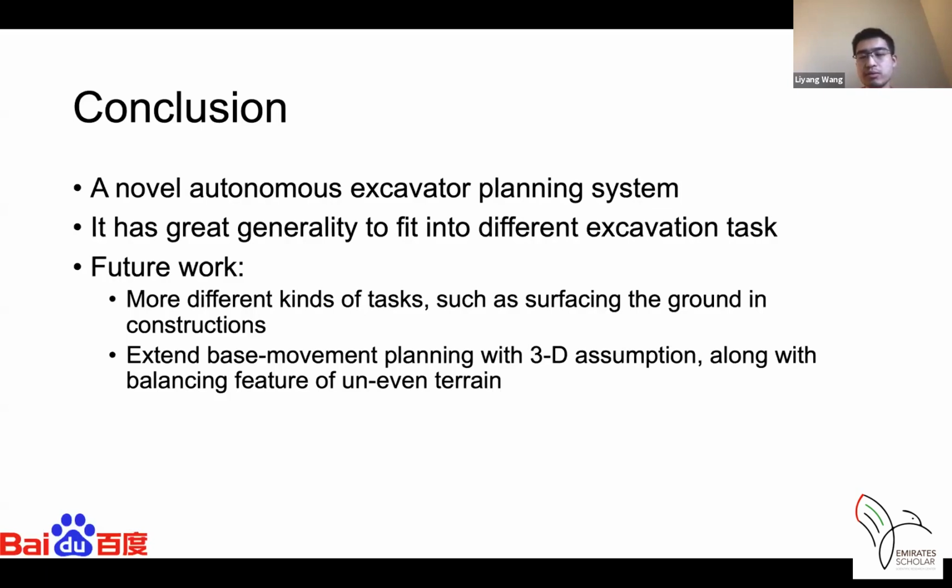Currently, we assume the row point is in 2D, and we'll extend it to handle the features of uneven terrains.